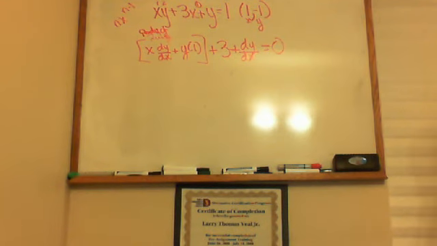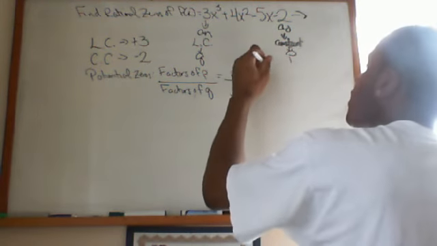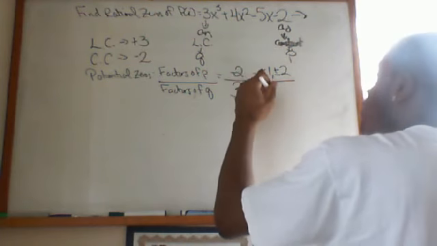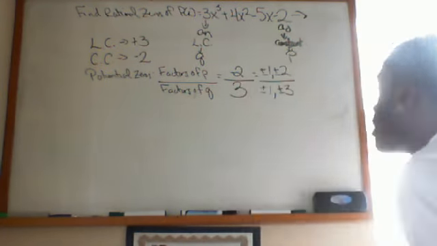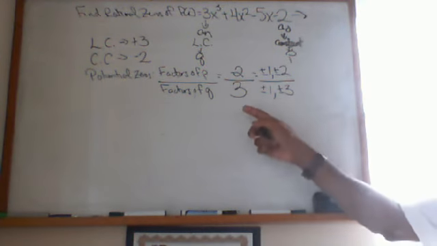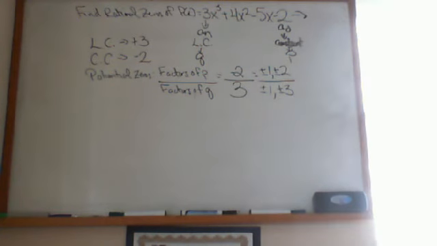Now, the next step of this problem: 1 and 2. What are the factors of 3? 1 and 3. So plus or minus 1 and plus or minus 3 are my factors. So it looks like plus or minus 1, plus or minus 2, over plus or minus 1, comma, plus or minus 3.